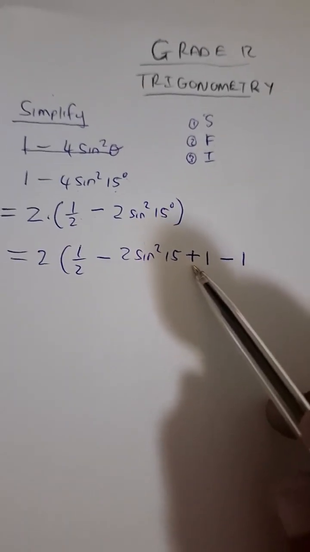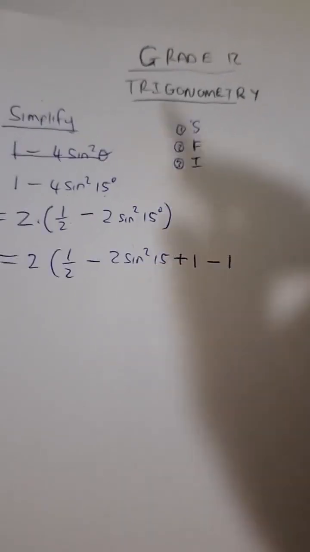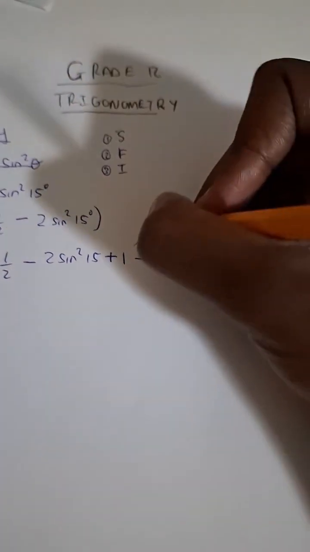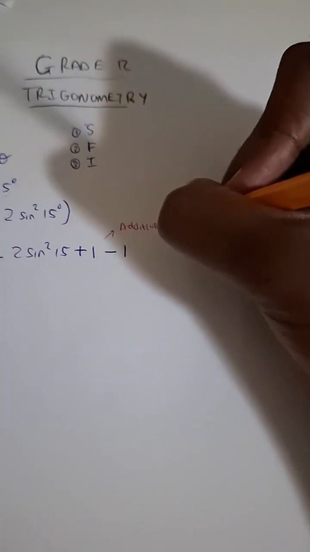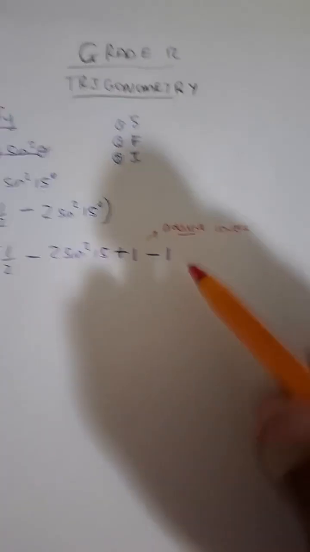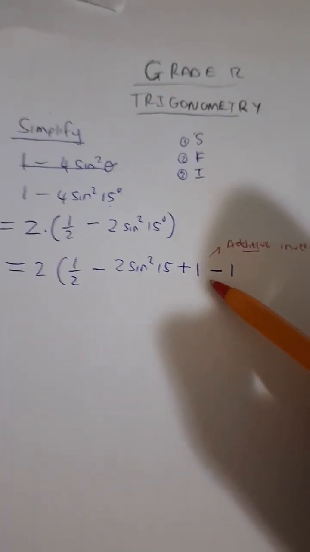Plus 1 minus 1. What's plus 1 minus 1, guys? Doesn't that give me 0? Okay, it does. Now the thing is, here I have just applied a strategy that we call the additive inverse. It's a simplification strategy, the additive inverse.